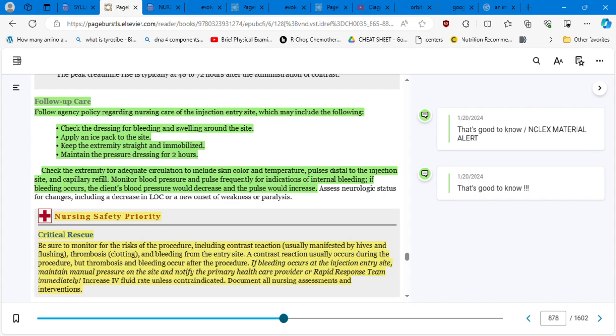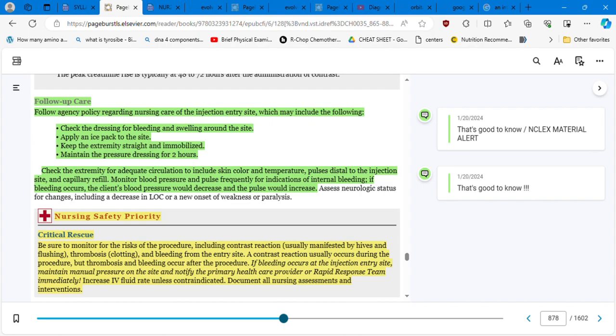So two things that I want you to remember in relation to cerebral angiography are kidney protection and all the facts around that, pre and post procedure, and also your bleeding precautions at the site of the insertion in the femoral, okay? That includes checking the dressing for bleeding, the ice pack, keeping the extremity straight, and maintaining the pressure dressing for 2 hours, and that's good to know. Also, you need to check the extremity for adequate circulation, to include skin color and temperature, pulses distal to the injection site, and capillary refill.